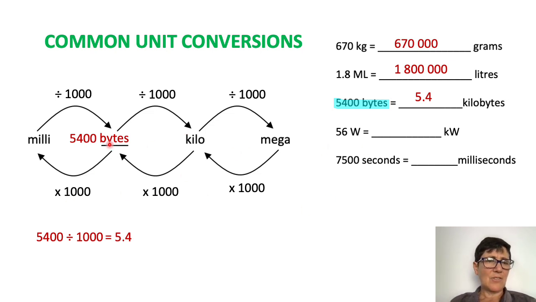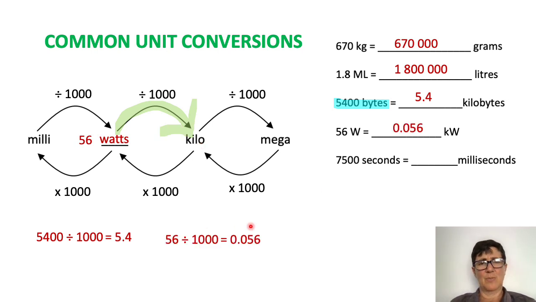Okay, we can use this metric system on so many things. What about power? Watts. Okay, that's what power is measured in, how many watts you use. I've got 56 watts and I want to turn them into kilowatts. Divide by 1,000 again. There we go. Divide by 1,000, 0.56 kilowatts.